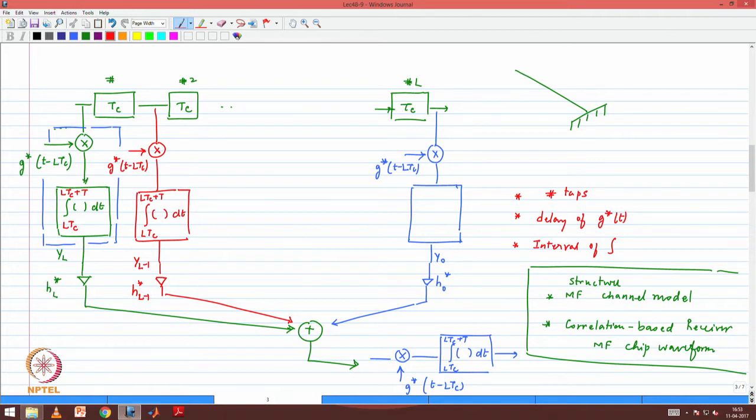The observation that we made was that this block, which is within the blue in each of those branches, because it is a linear operation, can be moved after the summation, in which case we get a structure where the first part has the delay chain followed by h_l conjugate, h_(l minus 1) conjugate, and that is a match filter to the channel. So after you have moved the correlation and integration outside, what you have is a match filter to the channel first, followed by a match filter to the chip waveform.